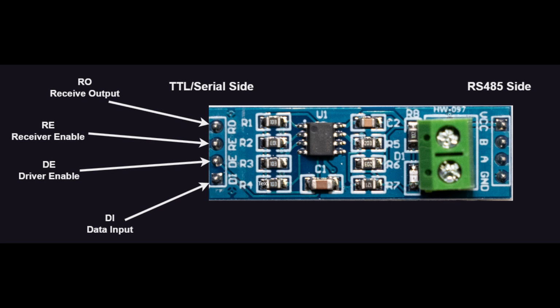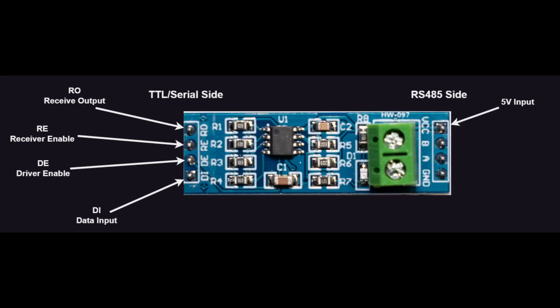Next are the RE and the DE pins, receiver and driver enable. We're actually going to tie these two pins together and connect them to one of our GPIO pins on the controller. This is because when the single GPIO pin is high, that will enable the RS485 driver to transmit data and disable reception. And when the GPIO is low, that will disable transmission and enable receiving. So it's pretty nice that we can control the flow with only a single GPIO.